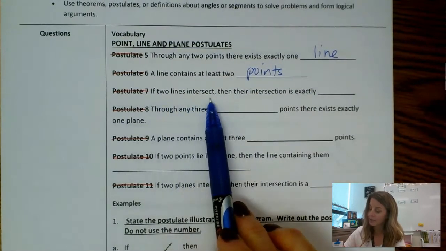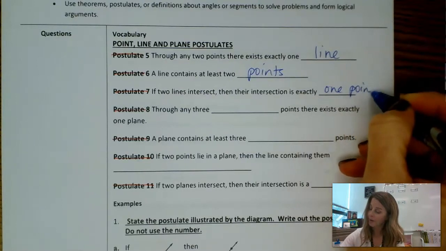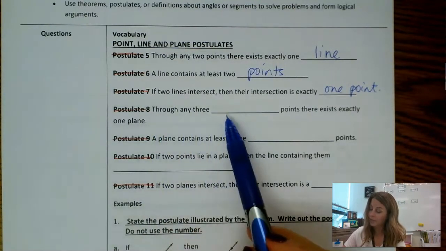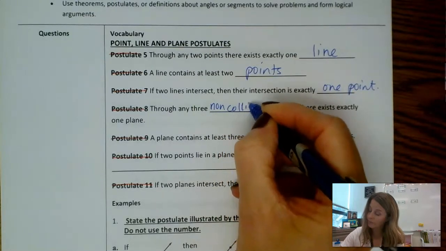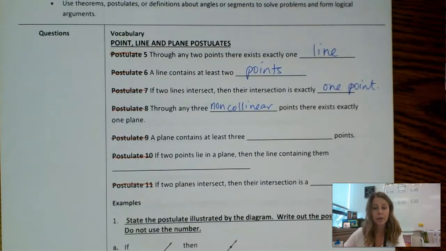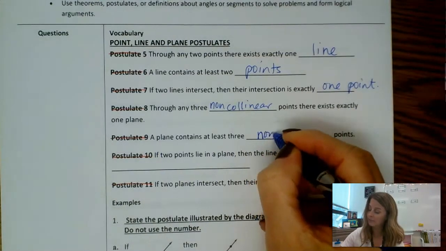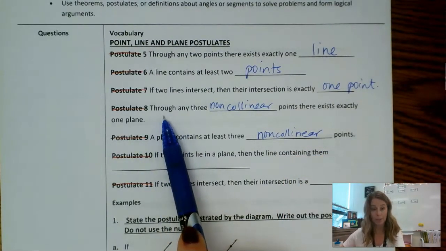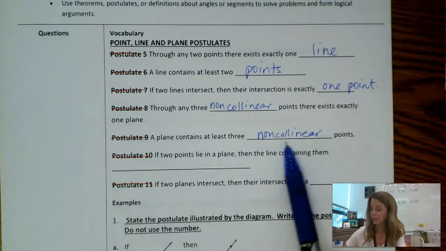If 2 lines intersect, then their intersection is exactly 1 point. So 2 lines are always going to intersect at 1 point. The next one: through any 3 non-collinear points, there exists exactly 1 plane. And then the next one's kind of the reverse of this one: a plane contains at least 3 non-collinear points. So again, with the first one, you start with the points. If you have 3 non-collinear points, then there is 1 plane. If you have the plane to begin with, then it contains at least 3 non-collinear points.